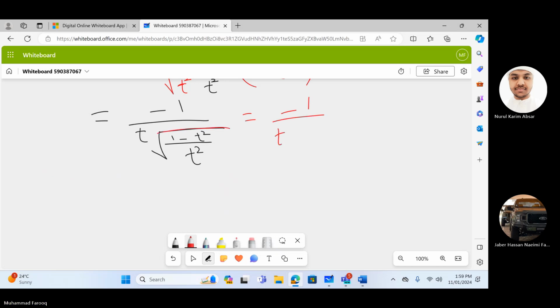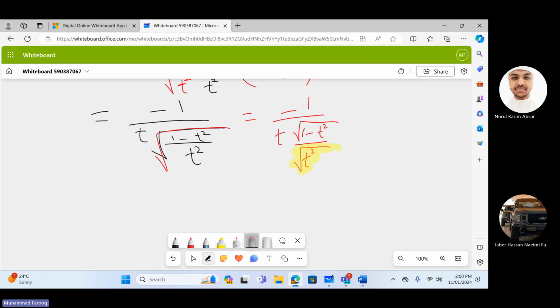Look here. This is the numerator and this is the denominator. Both are under the square root, am I right? Can I just write this part like that: square root of 1 minus t squared divided by square root of t squared? Can I distribute the square root up and down? Yes. Okay, good. This is equal to what? The absolute value of t. Basically, the square root of a square is equal to the absolute value.